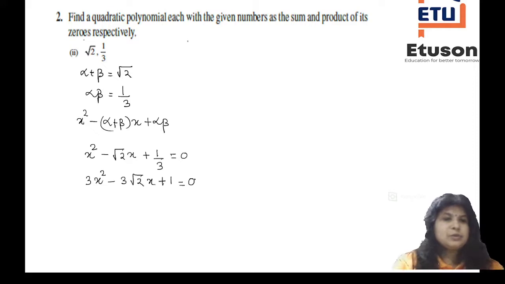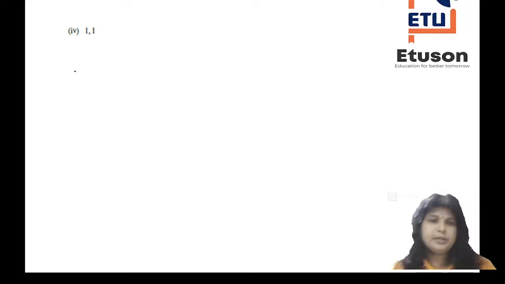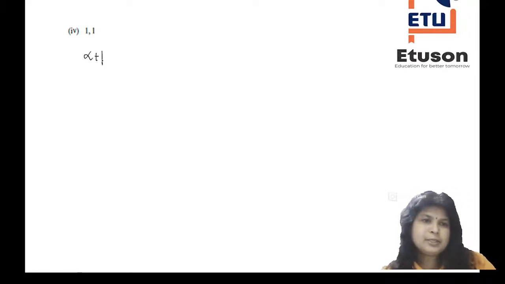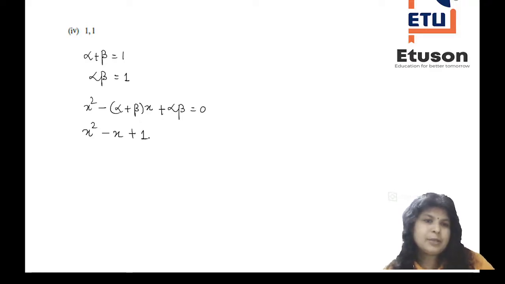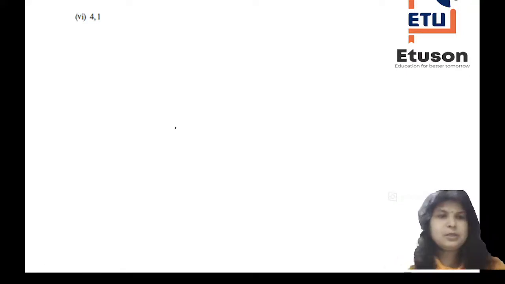Okay, children. So, shall we go to the next problem then? Okay. So, it is 1 and 1. Here your alpha plus beta is equal to 1. Alpha into beta is also 1. So, what is the form? Just now I told you it is x square minus alpha plus beta into x plus alpha into beta is equal to 0. So, what will I write then? x square minus x plus 1 is equal to 0. Correct?